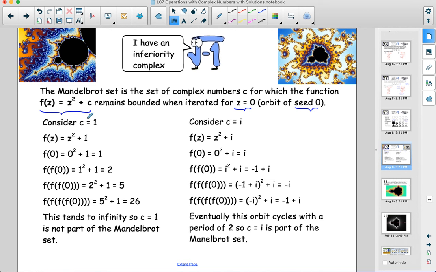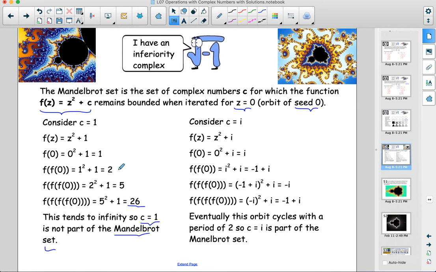So let's consider a c of 1. So we're starting at 0, z is 0. We plug in a 0, we get 0 squared plus 1 is 1, and then we repeat that. We now plug a 1 back into the equation. So notice it's like a composition of functions. Plugging the 1 back in becomes 1 squared plus 1, which is 2. Then plugging the 2 back in, we get 2 squared plus 1, which is 5. Plugging the 5 back in, we get 5 squared plus 1, which is 26. This is shooting off to infinity, right? It's just going to keep getting larger. This tends to infinity, so c equals 1 is not in the Mandelbrot set.